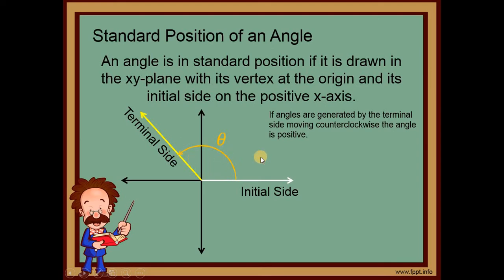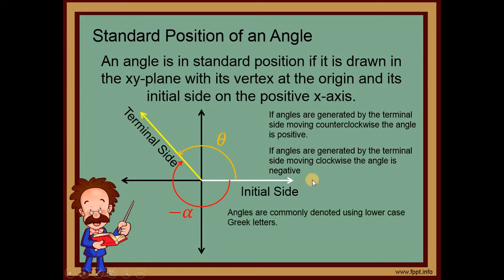Now, how about kung ito ay pabaliktad? Paano kung pabaliktad? Kung ang rotation ng ating terminal side is a clockwise rotation. So, therefore, if an angle is generated by the terminal side moving clockwise direction, then the angle is a negative angle. Okay? Also, angles are commonly denoted using lowercase Greek letters. Kagaya ng mga nakikita natin. Pwede nating pangalanan siya as alpha, i-represent as beta, as gamma, and yung theta yung madalas nating nakikita.